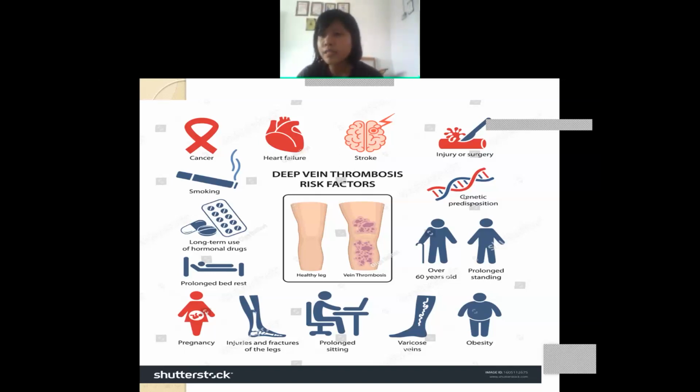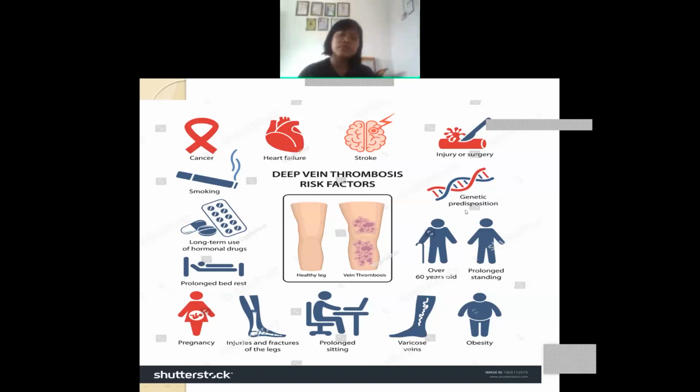Okay. Next is over 60 years old, meaning elderly people. Elderly people are at the risk of having this DVT. Why? Because the veins usually become weak. Listen, they usually become weak, as well as sometimes a bit damaged also. So that's why they are at the risk of having DVT.